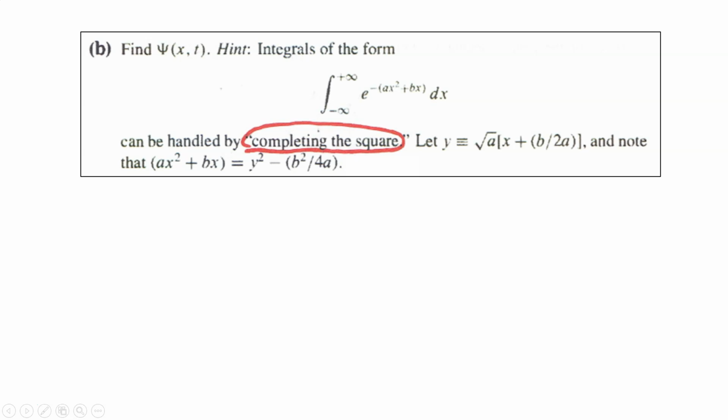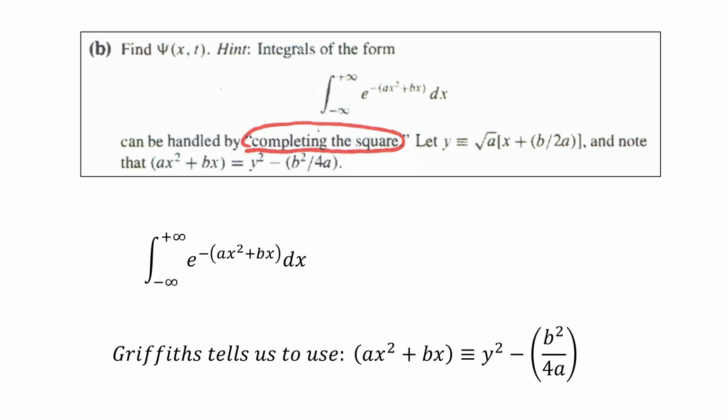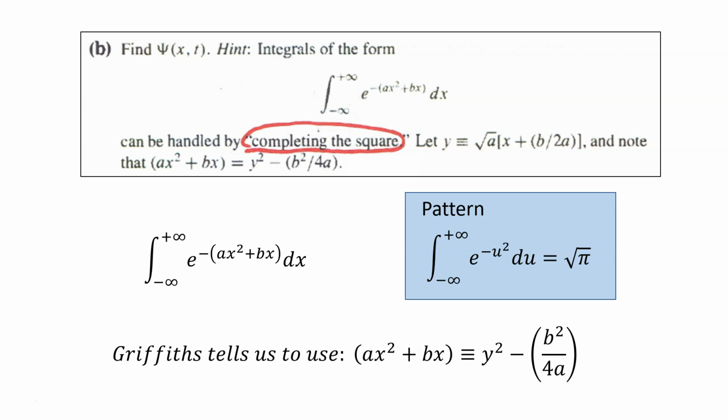Griffiths gives us the integral from minus infinity to positive infinity of e to the negative in parentheses ax squared plus bx dx. He tells us to complete the square and replace ax squared plus bx with y squared minus b squared over 4a. This is like our last problem, except that we're going to transform this integral to match the pattern: integral from minus infinity to positive infinity of e to the negative u squared du, which equals the square root of pi. This is the area under an unscaled Gaussian function, also known as a bell curve.